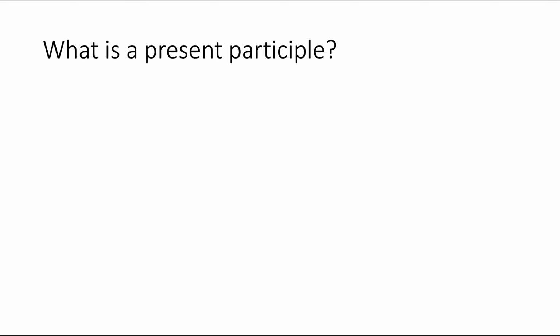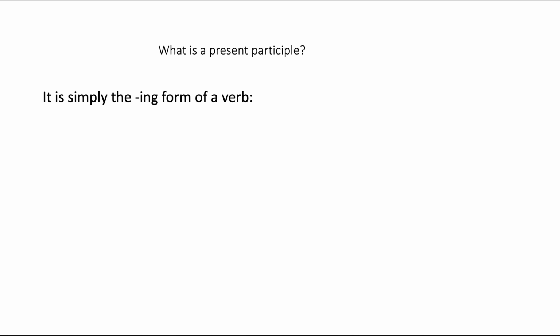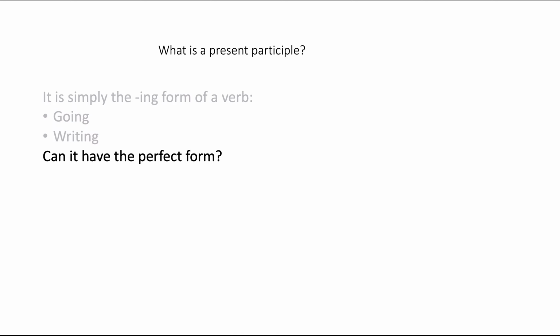So let's take a look at what a present participle is. Now, it is simply the ing form of a verb, and I've talked about this in my other videos. But basically, it is the ing form, and you can just turn a verb into ing form by adding ing and making some changes to its spelling sometimes.